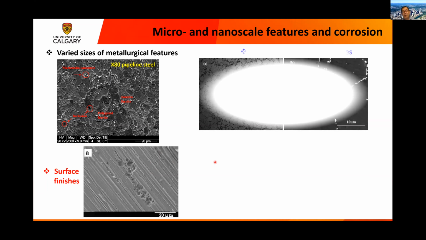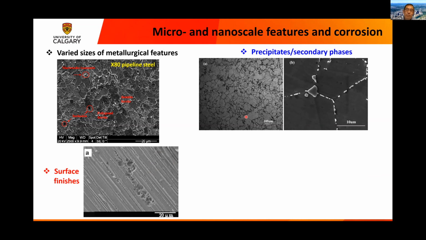The third reason is that, in order to improve the mechanical properties of the metals, we can use many advanced processing techniques, such as producing precipitates and secondary phases to improve the mechanical properties, such as strength and ductility. But these micron or sub-micron scale features can also influence the corrosion behavior.